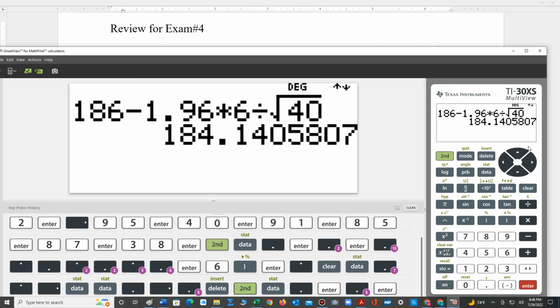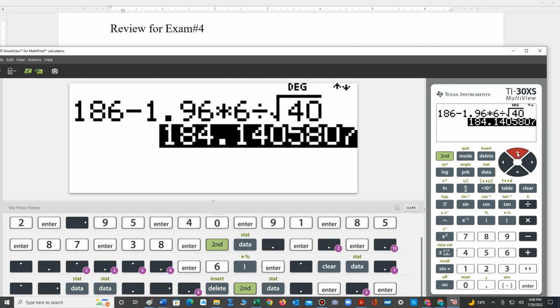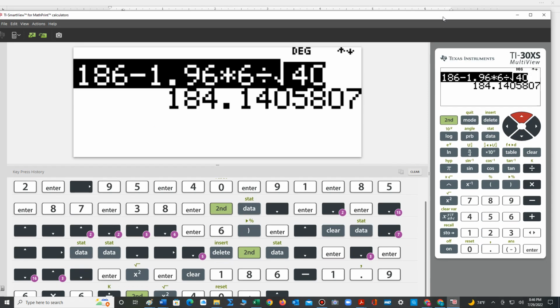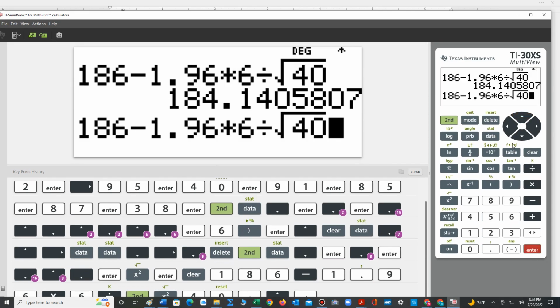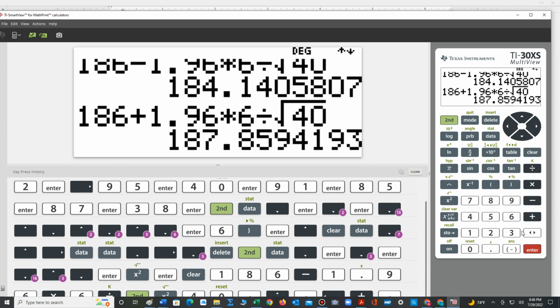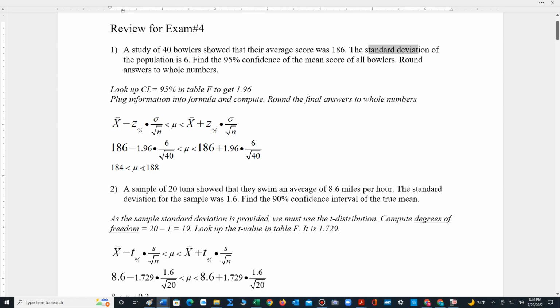Now, instead of having to retype all that information, we can simply, using this calculator, select the equation, hit enter, and then we could change the minus to a plus, and that's going to get us the right endpoint, 187.85, but we're rounding to a whole number, so it rounds to 188.